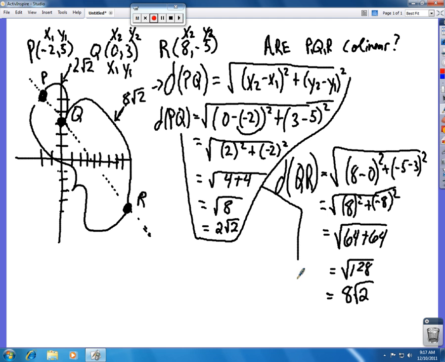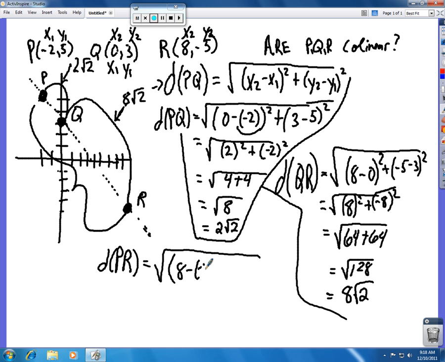Okay, box that off. Now we're going to do the overall distance from P to R. And we'll let P continue to be x1, y1, and we'll let R continue to be x2, y2. So now we're going to have x2, which is coming from R, so it'll be 8 minus negative 2, negative 5 minus 5 squared.